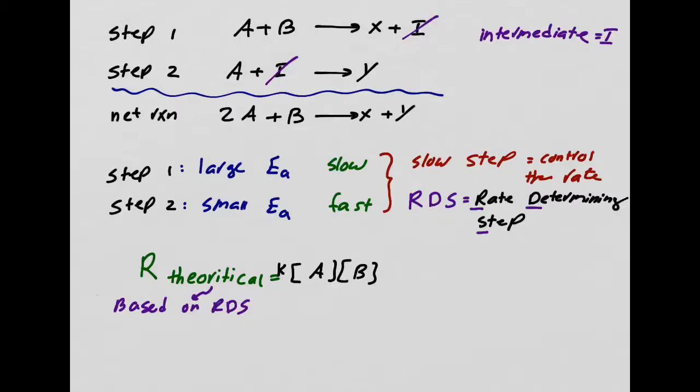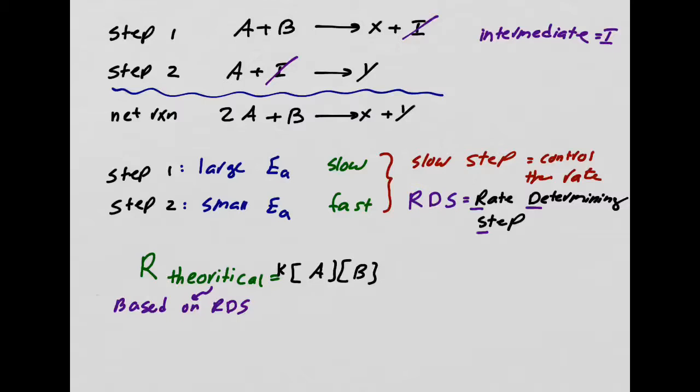Now, I said this is our theoretical. This is what we think is going to be the rate law of this reaction. How can I be sure that this is the mechanism and this is the rate law of this reaction? Here's how. You can run an experiment and determine the rate law based on the net reaction. And if that rate law matches what you figured out based on the slow step, that means this is a good mechanism for this reaction.